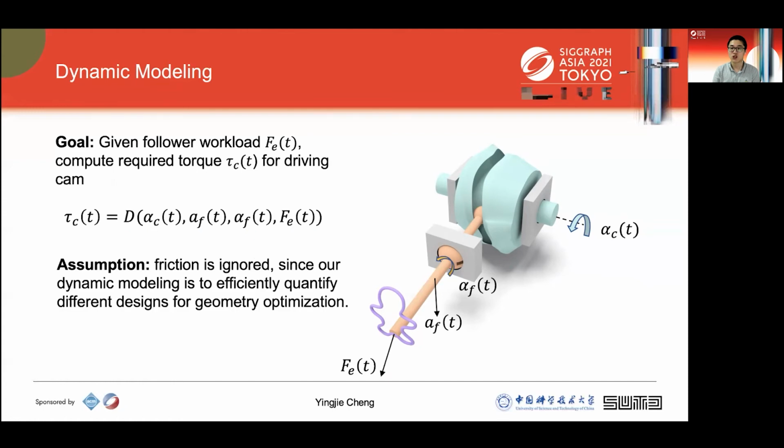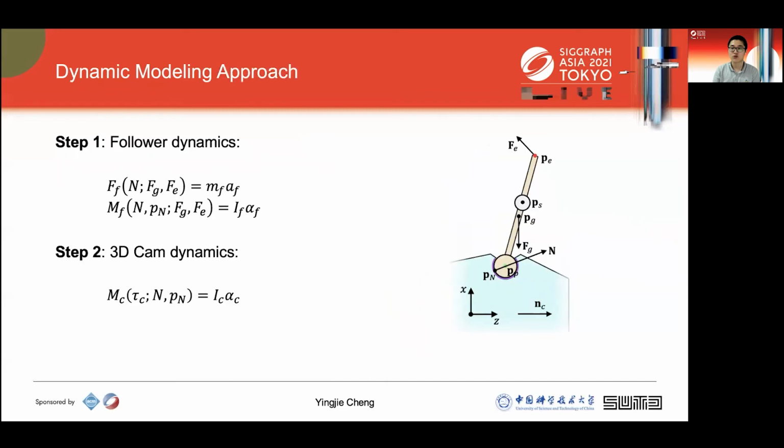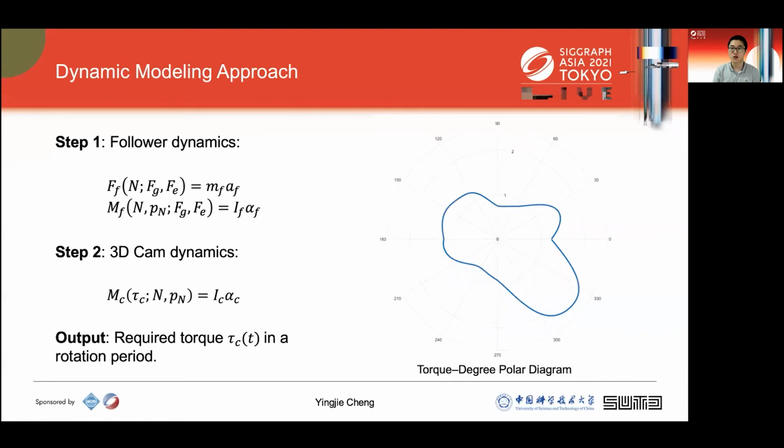Assumption: the friction is ignored, since our dynamic modeling is to efficiently quantify different designs for geometry optimization, rather than precise physical simulation. We use a 2-step approach to solve the dynamics. First, considering follower, then cam, and the formula is Newton's second law, which gives us the final result. This polar plot shows the torque required in 1 revolution.